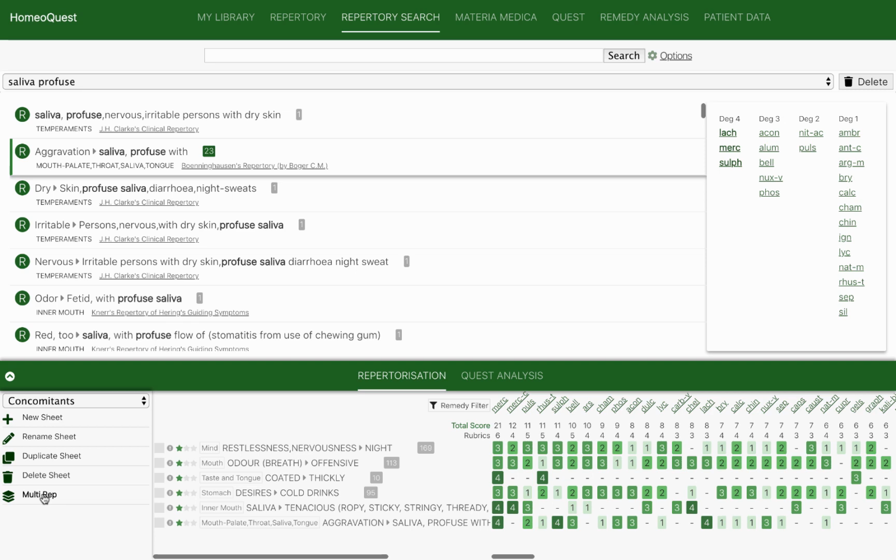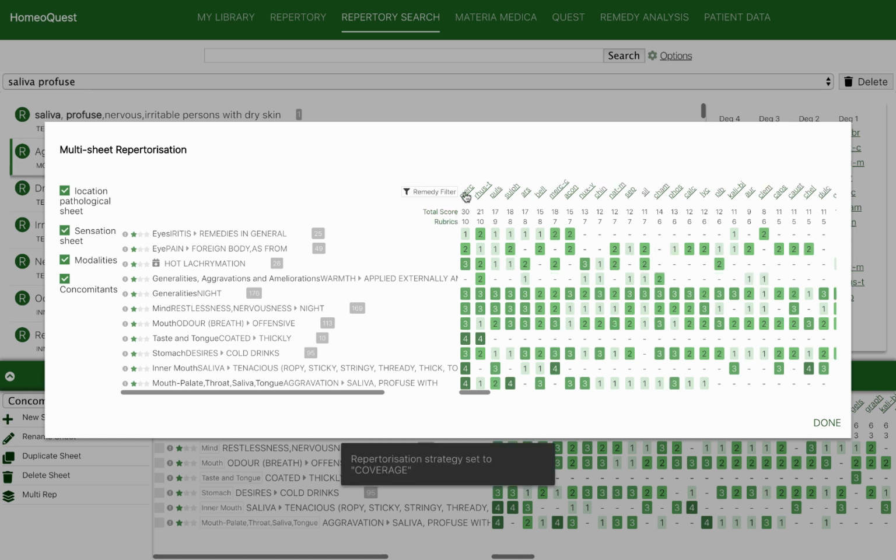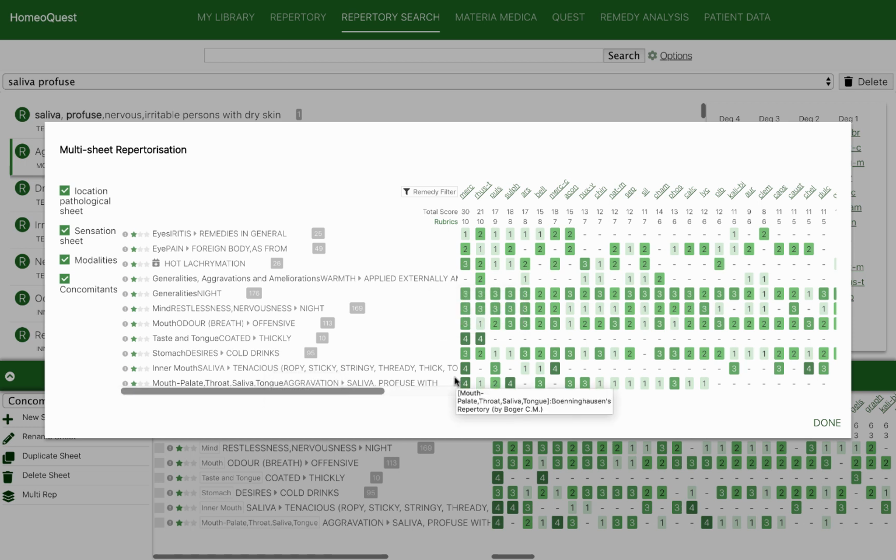I'm going to use a multi-rep sheet here, which means we get all 4 and then look at what's happening. If you take all of them together and use the rubric coverage, we get Merc, Rhus tox, Pulsatilla, Sulphur, Arsenicum, and so on. The only 2 remedies that cover all of them are Merc and Rhus tox. The only rubric Merc doesn't cover is warmth externally ameliorates. And Rhus tox covers that, but Rhus tox does not cover the thick coating or the thick ropey saliva.